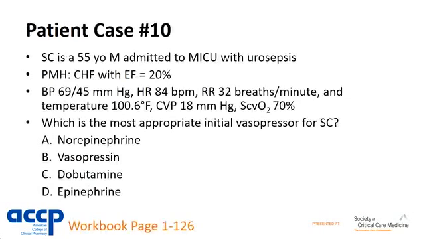Moving on to vasopressors. This is a case of a 55-year-old male who was admitted to the MICU with urosepsis, history of heart failure. The patient's hypotensive, tachycardic, and you can see the rest of the vitals there. So which of the following is most appropriate to initiate for the patient?